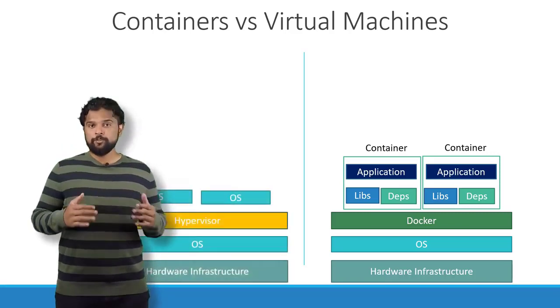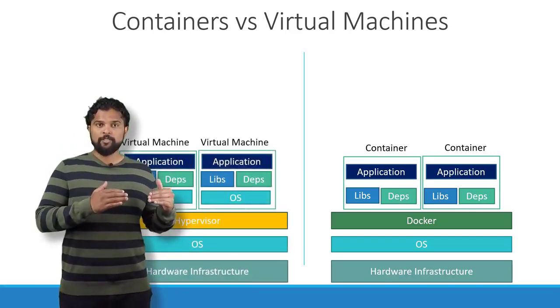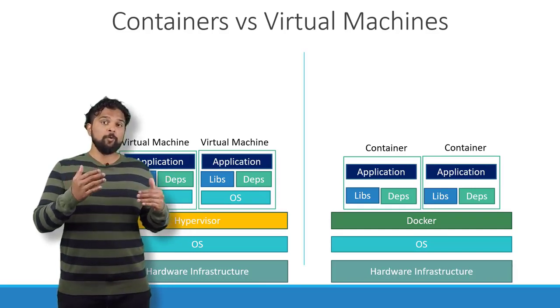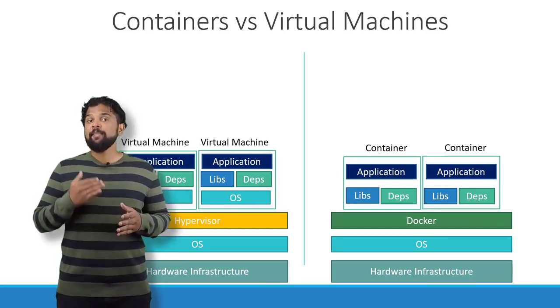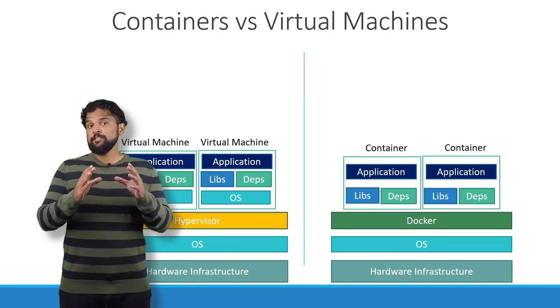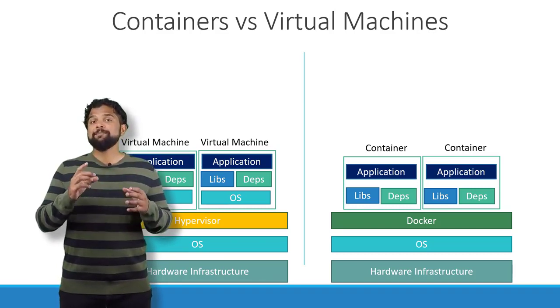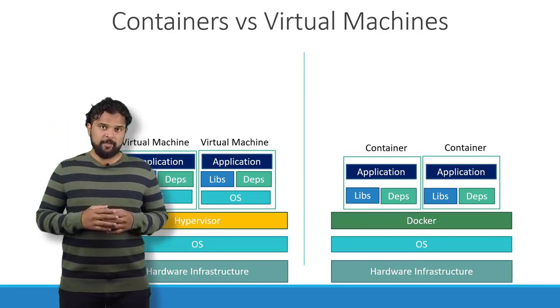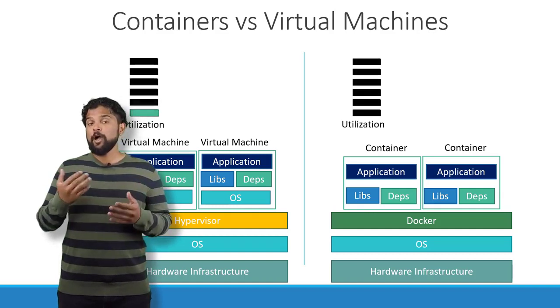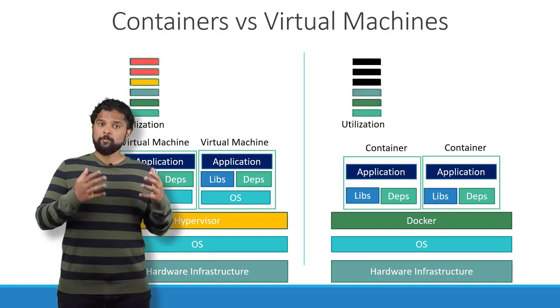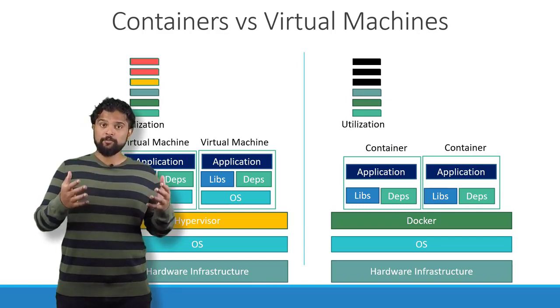In case of a virtual machine, we have the OS on the underlying hardware, then the hypervisor like ESX or virtualization of some kind, and then the virtual machines. As you can see, each virtual machine has its own operating system inside it, then the dependencies, and then the application. This overhead causes higher utilization of underlying resources as there are multiple virtual operating systems and kernels running.